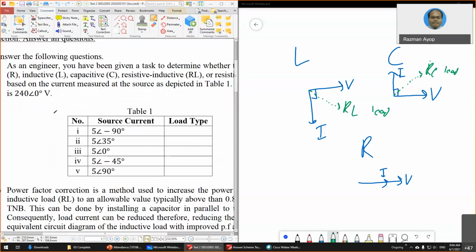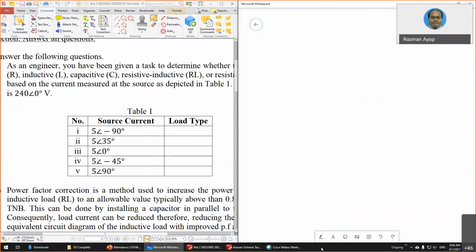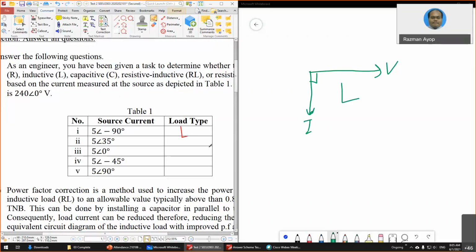you can see that the voltage is 0°, so it is easy for you to draw. For the first one, it is like this, V. Just ignore the magnitude, only look at the angle. So negative 90°. So this is I. If you refer back to the figure below, it is L. So this is load L.